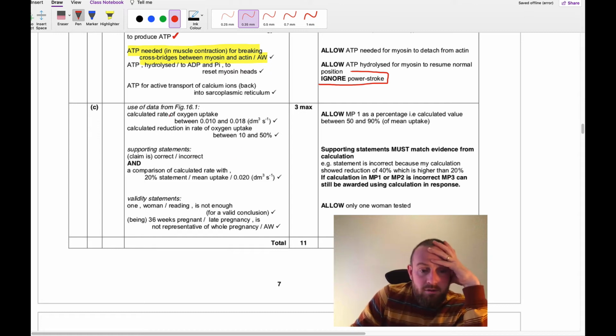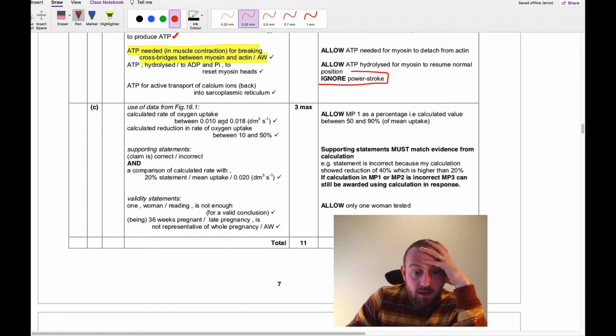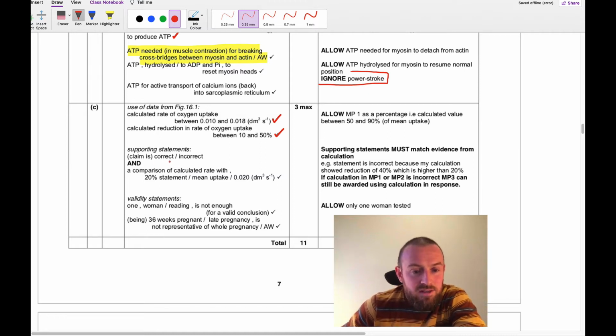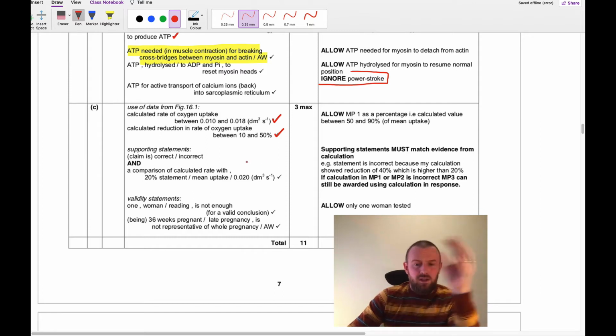Okay, calculated the rate of oxygen uptake. Yes, I got that. It was about 0.11, so that's there. Calculated reduction in rate of oxygen uptake between 10 and 50, so I got 45%. So yes, that's there. And then explaining it. So the claim is incorrect. A comparison of calculated rate with the statement. So they said 20%, I said 45%, so I think I would have got that mark. And validity statements. I think I didn't get these ones, but I would have got 3, I think.